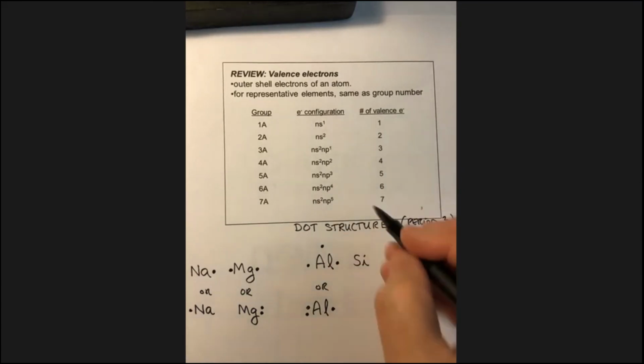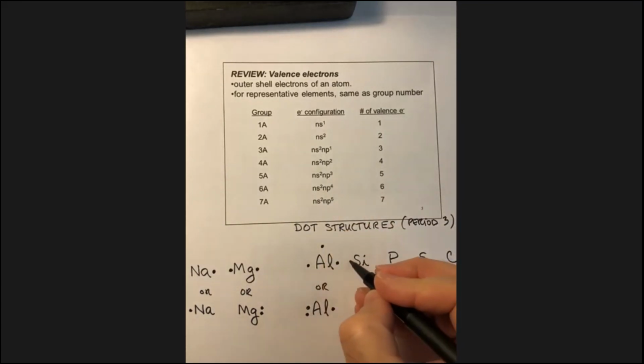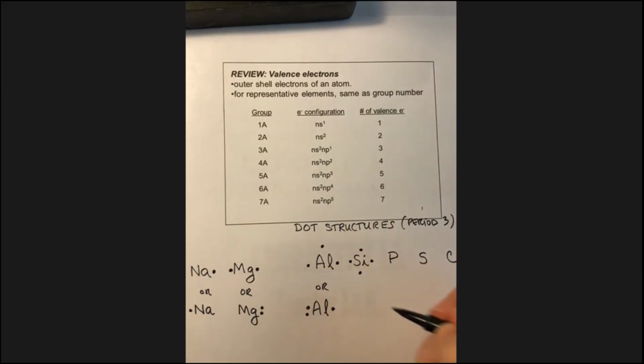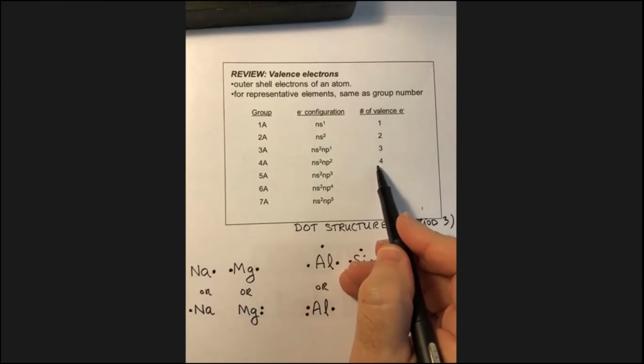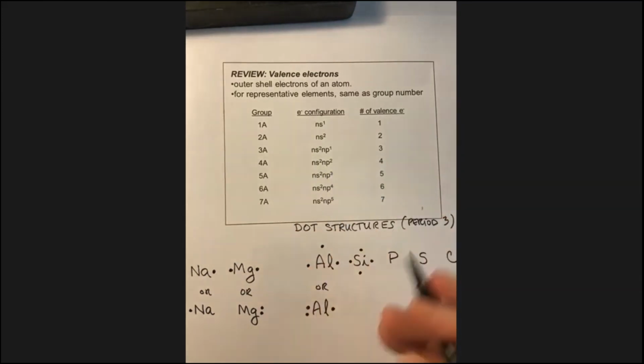Okay, silicon would have 4, so I could put 1, 2, 3, 4. Or if I want to represent what it has in here, ns2 and p2, technically, remember that the 2 electrons in the ns would be together.